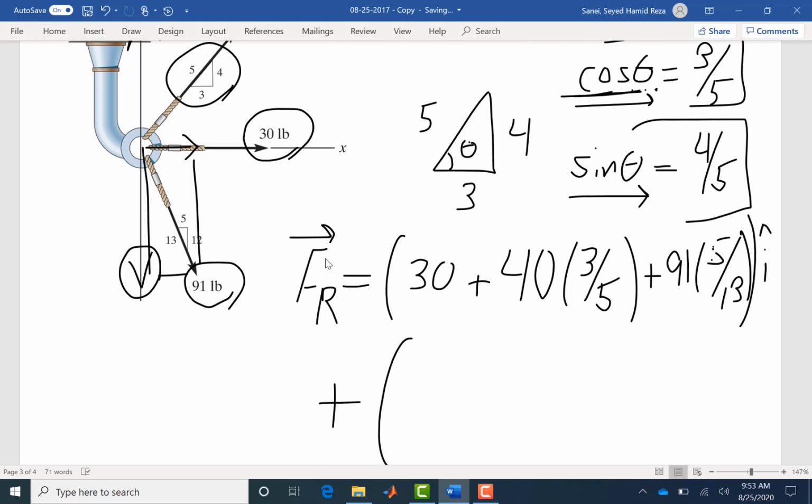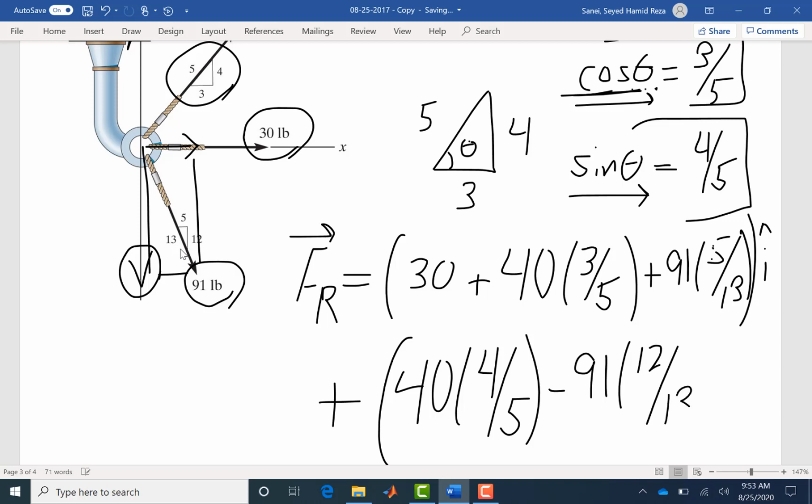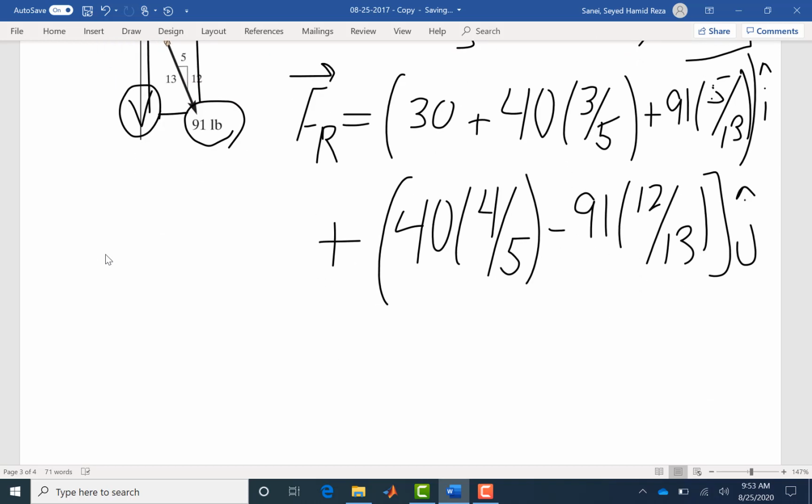So let's just start with 40. It's a positive vertical component, or sine theta, or 4 over 5. So 40 times 4 over 5. This component is going to create a negative value in the negative direction of y. And then I'm interested in the vertical component, so 12 over 13. j. So FR, if I simplify that, would be 89i minus 52j.